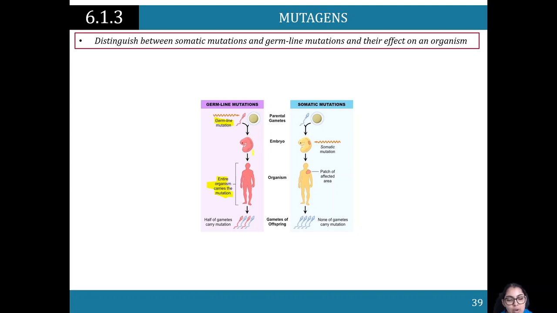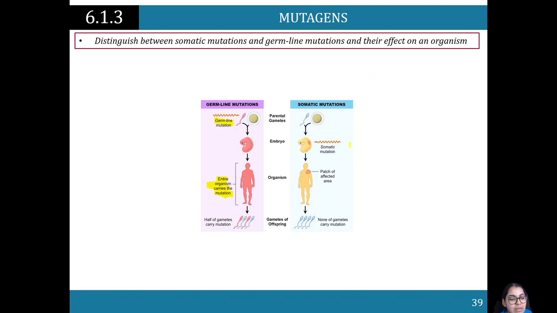And because the entire organism carries that mutation, when that organism reproduces, half of their gametes will carry that mutation, which means that depending on whether it's a dominant or a recessive allele, the offspring may have that mutation, because it's affecting the germ cells, it's affecting their sex cells.